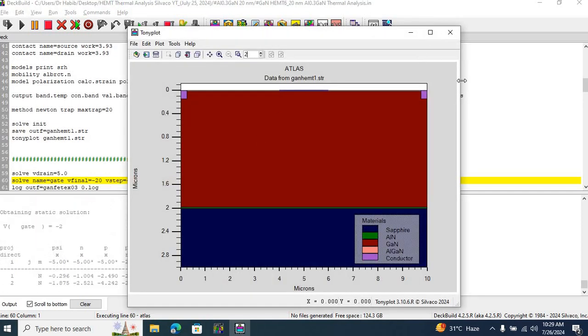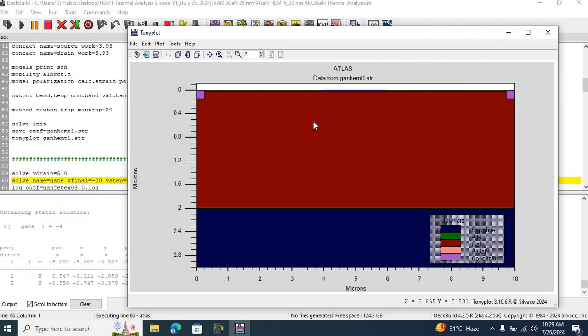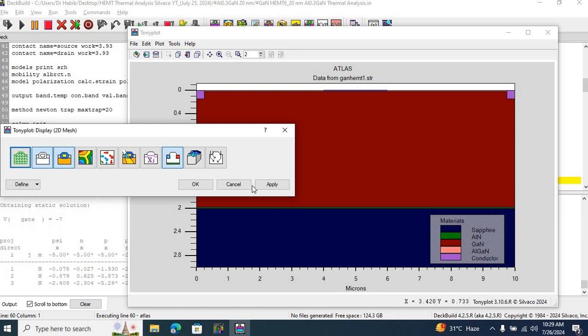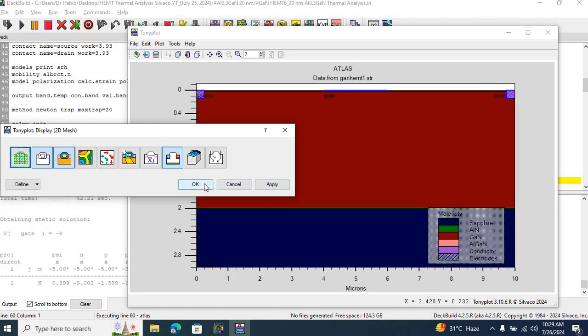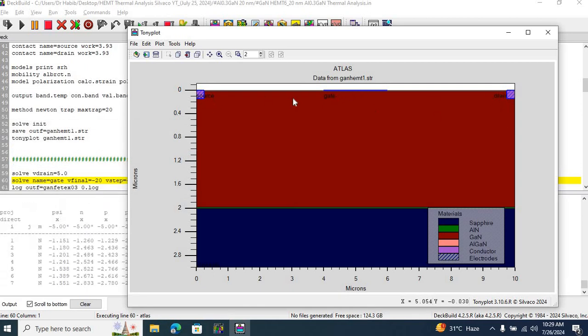Here is my structure under thermal equilibrium. If we right click on the structure, click on display, and click on this icon, we can enable the labeling of the contacts. Now you can see here is my drain contact, here is the gate contact, and here is the source contact. And we also have the substrate contact over here.